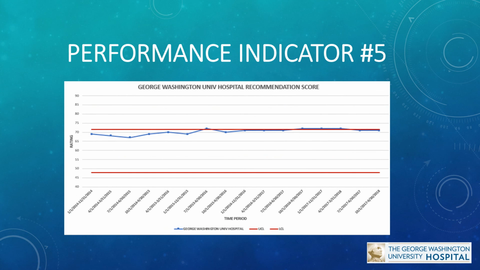The final control chart is for recommendation score for George Washington University Hospital, for patients who reported yes, they would definitely recommend the hospital. In this chart, you can see that George Washington University Hospital has stayed within the upper and lower control limits, and from 2016 to 2018 it's been closer to the upper control limit, which indicates that the hospital is highly recommended by the patients.